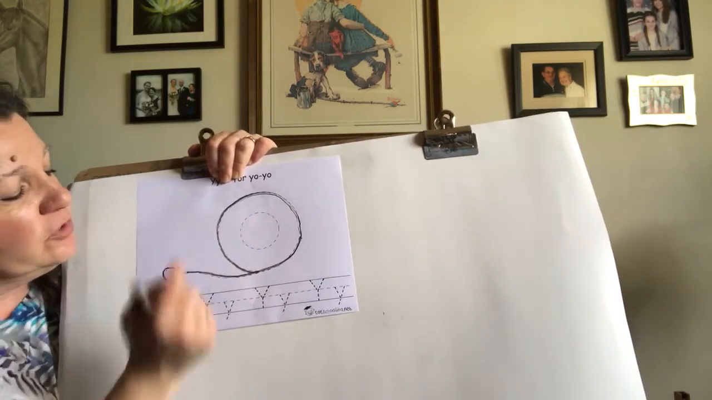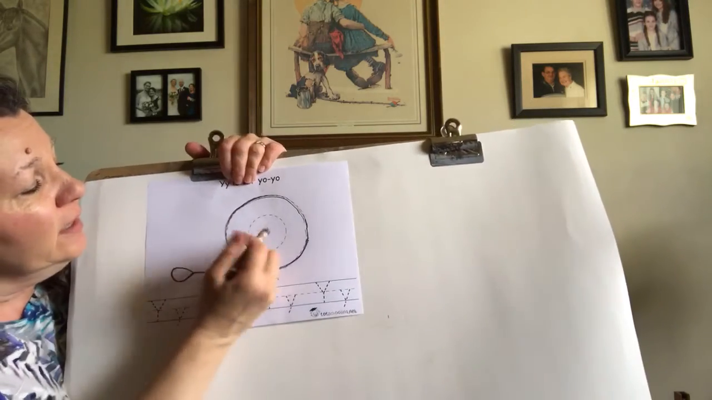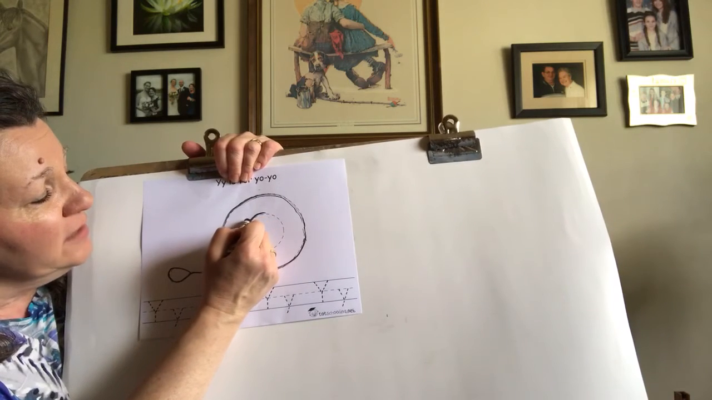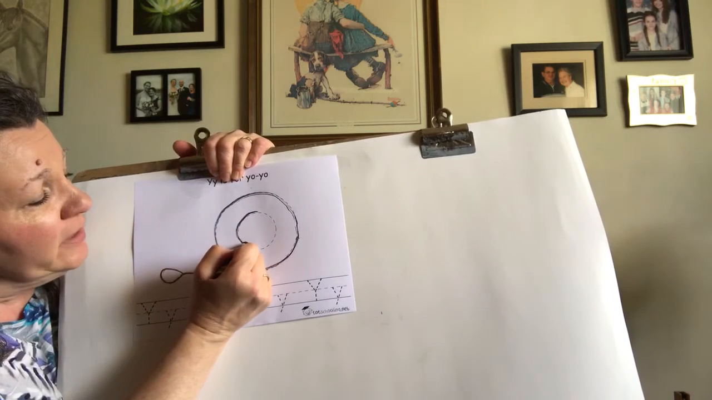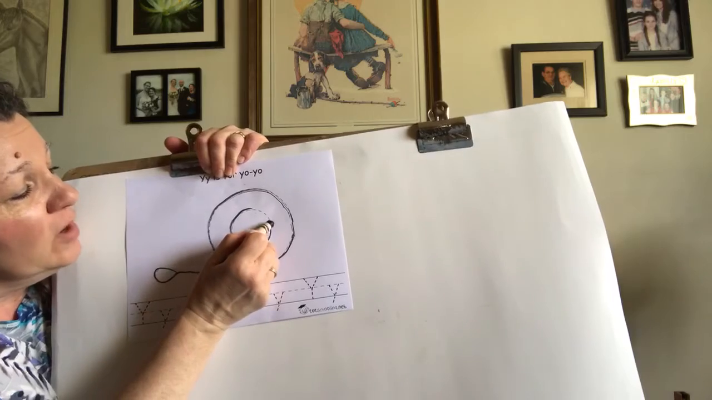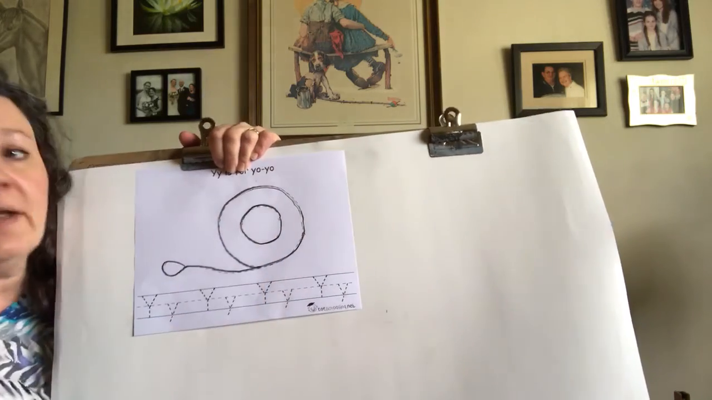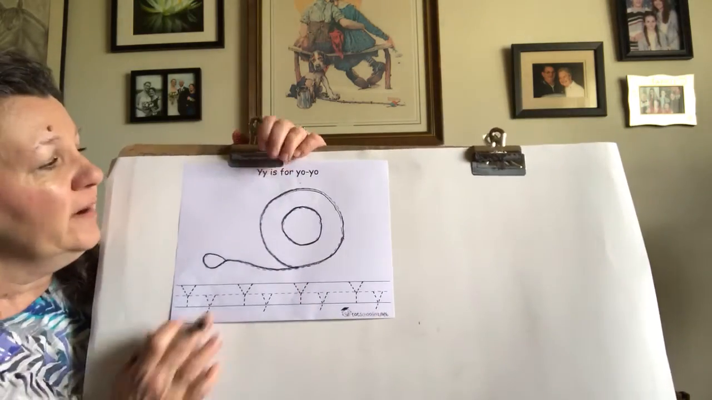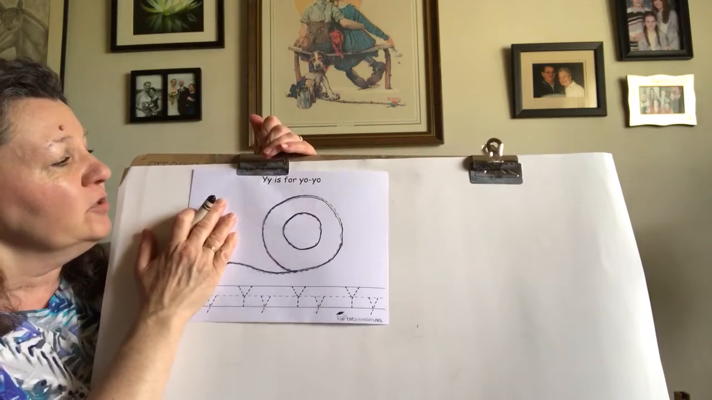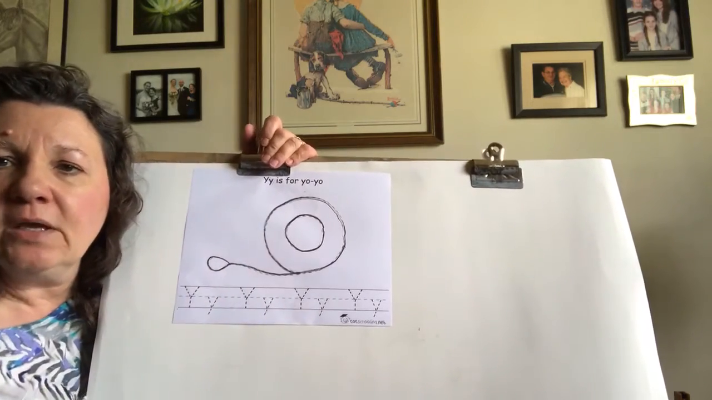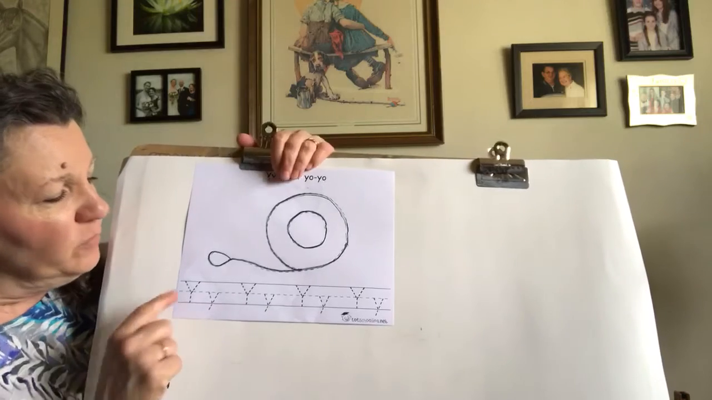Okay, and then we're going to do our circle in the middle there, right on the dotted lines. Take your time, okay? Don't be in a hurry. Take your time and go all the way around. So there we made our yo-yo. Now you can go back later and color your yo-yo whatever color you want to make it, okay? Now down on the bottom we have our Y's.